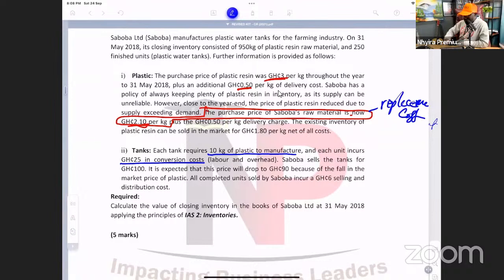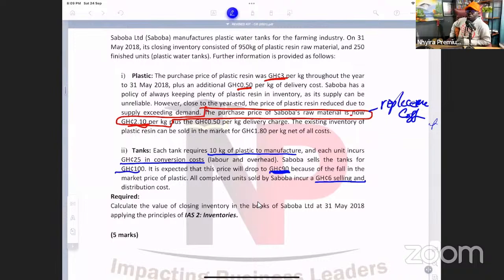Saboba sells the tanks for 100 Ghana cedis. It is expected that the price will drop to 90 Ghana cedis because of the fall in the market price of plastic. All completed units sold by Saboba incur $6 selling and distribution cost.